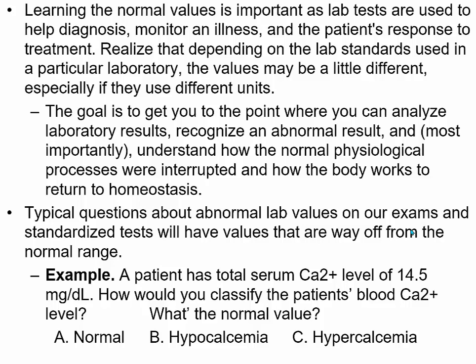For example, patient has a total serum calcium level of 14.5 milligrams per deciliter. How would you classify the patient's blood calcium level? First of all, you need to know what's the normal range for calcium. Normal is 8.2 to 10.2 milligrams per deciliter. Well, this patient has 14.5 milligrams per deciliter. So how would you classify the patient's blood calcium level? It's going to be hypercalcemia.